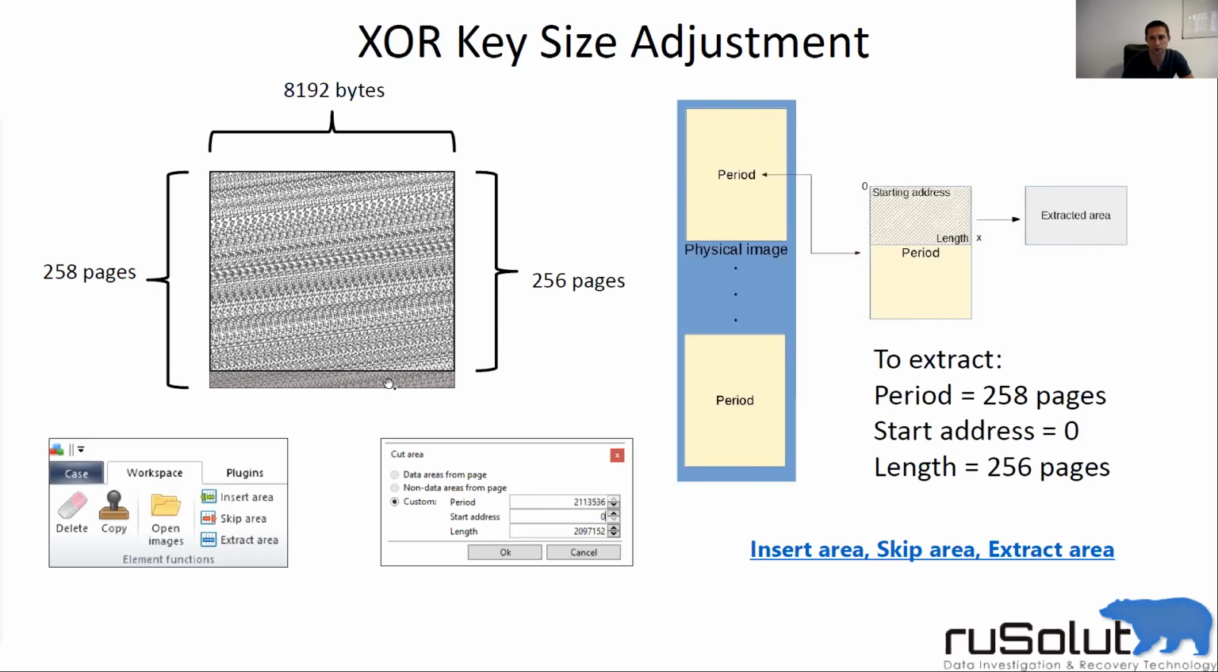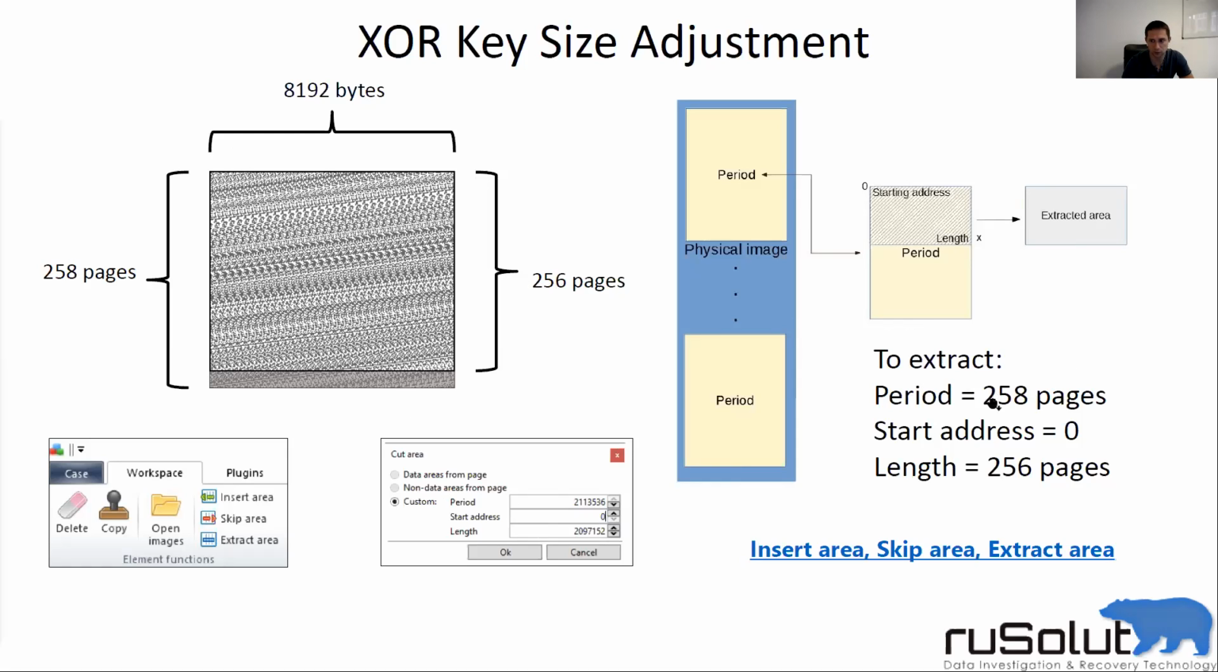If we want to extract, for example, several bytes from each page, then the period here will be one page, and here we'll have the parameters of the extracted bytes, the bytes which we want to extract: start address and length. So our task now is to extract 256 pages from 258 pages. The XOR key size is 258 pages with a page size of 8192 bytes, and we want to extract 256 pages.